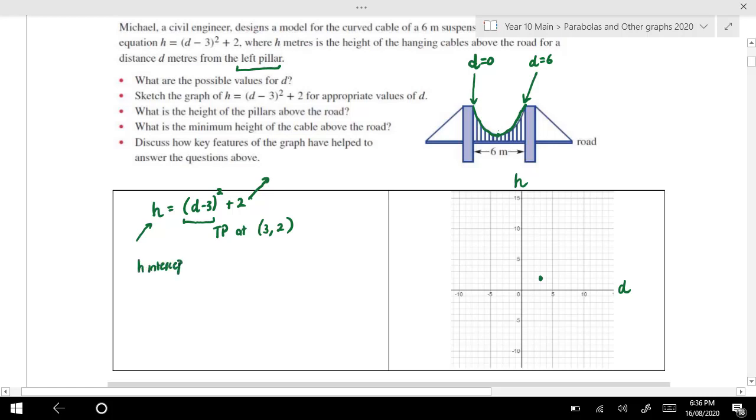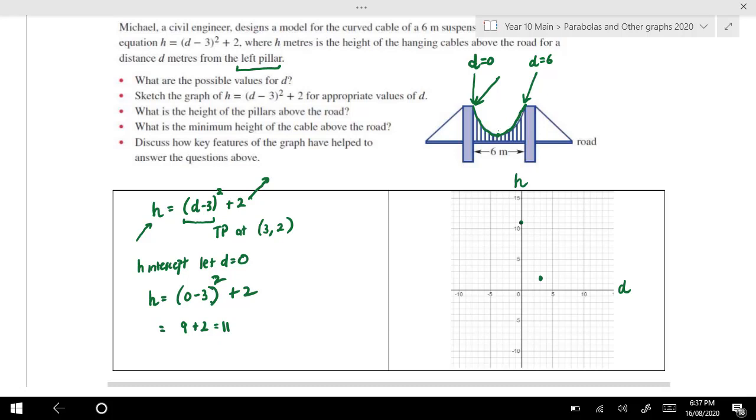So we're trying to find this point here. For the h-intercept, let d equal 0. It's the same thing we're doing. Let's sub in d. Wherever there's a d, I'm going to replace that with 0. So 0 minus 3, all squared. Negative 3 all squared is positive 9. 9 plus 2 is 11. So the y-intercept, or in this case the h-intercept, is 11.